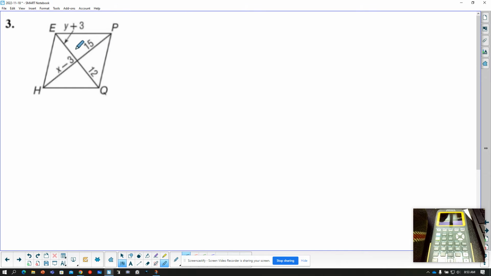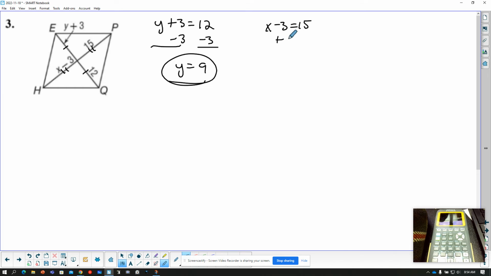Problem number 3. The diagonals bisect each other. That means this is congruent to this. It also means that this one is congruent to this one. So y plus 3 equals the 12, and the x minus 3 equals the 15. I'm going to subtract 3 from both sides to solve this one. I get y equals 9. I'm going to add 3 to both sides for this one, and I get x equals 18.